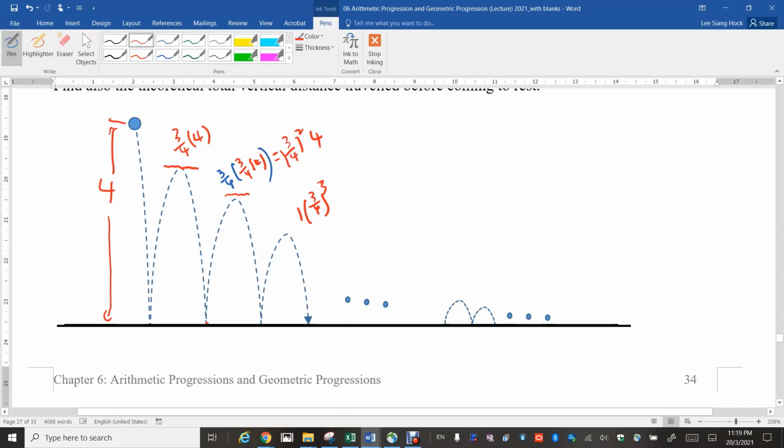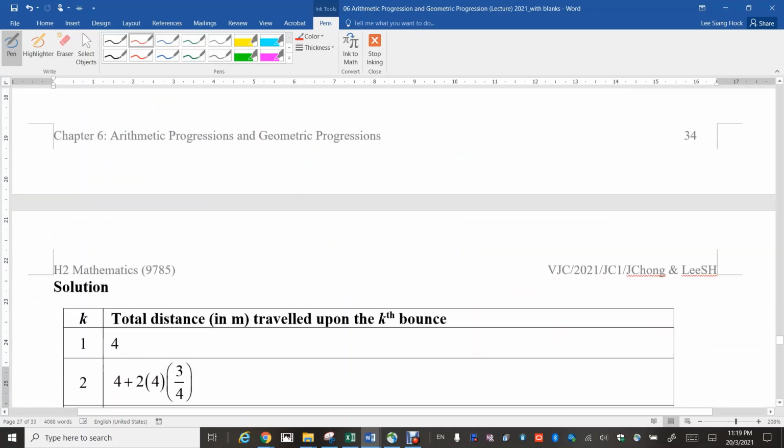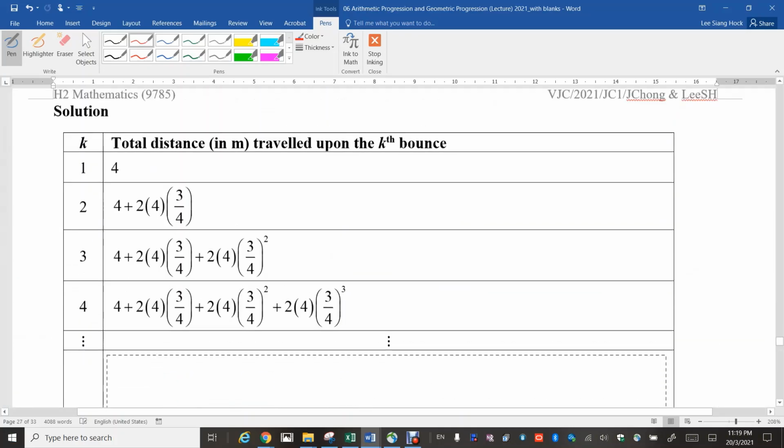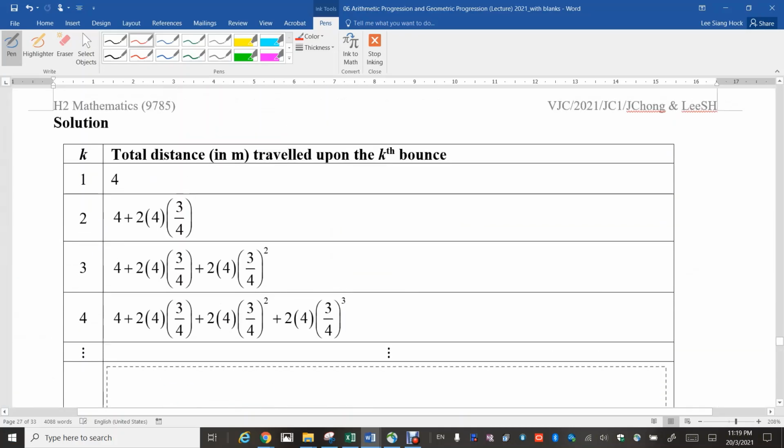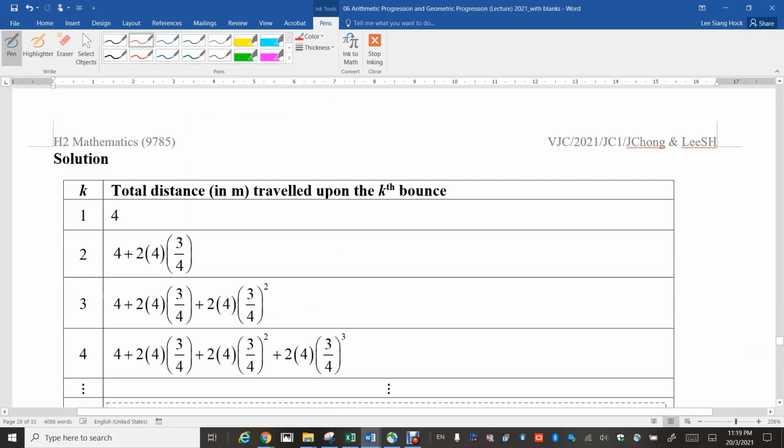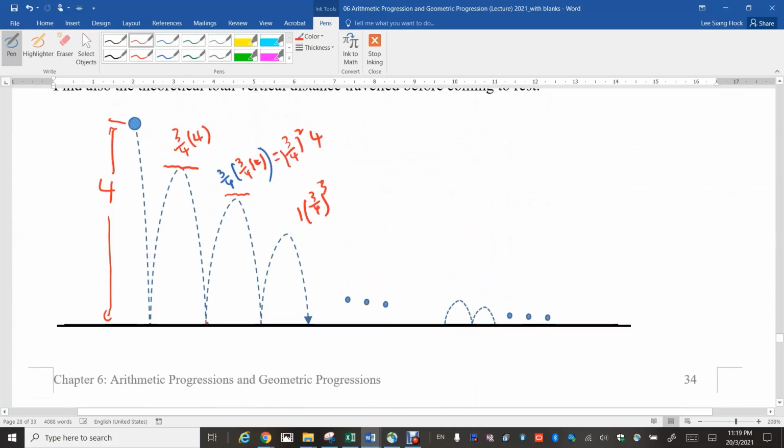Okay, so for this type of question, it's easy for us to set up a table to present the solution. The total distance in meters traveled upon the K bounce, or just before the K bounce. So just before the first bounce, this is the first bounce. This is the second bounce, this is the third bounce, okay? And then of course the fourth and so on.